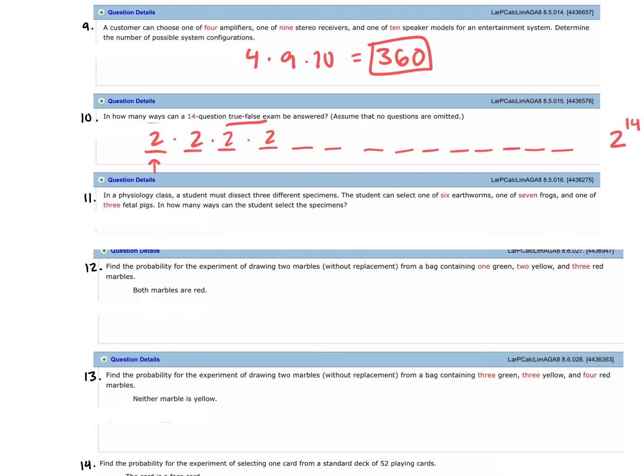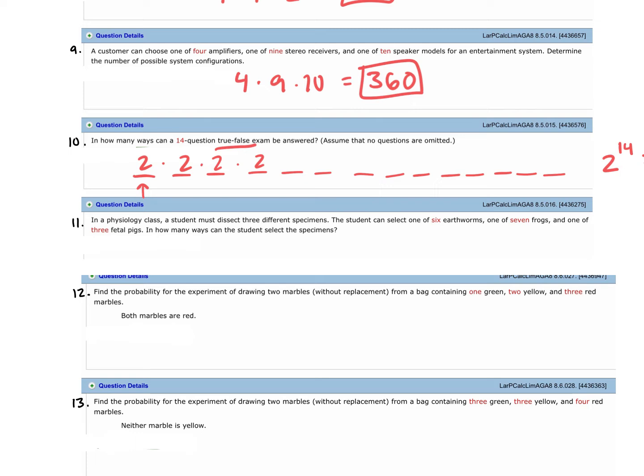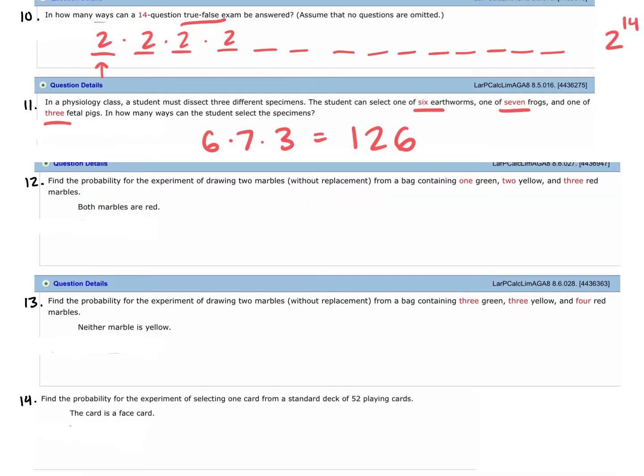Awesome. Same thing we did for 9 and 8. We just multiply 6 times 7 times 3. So 126. All right, number 12.